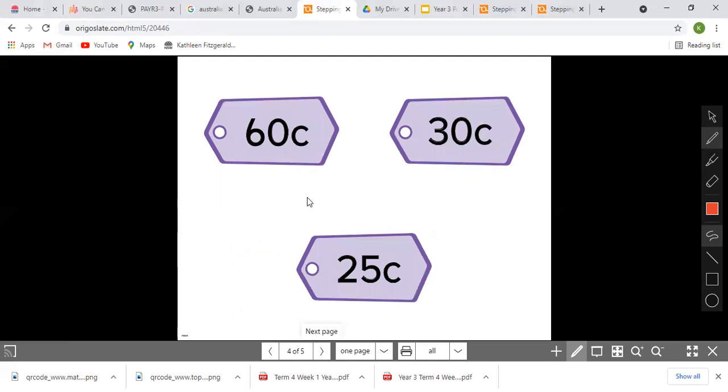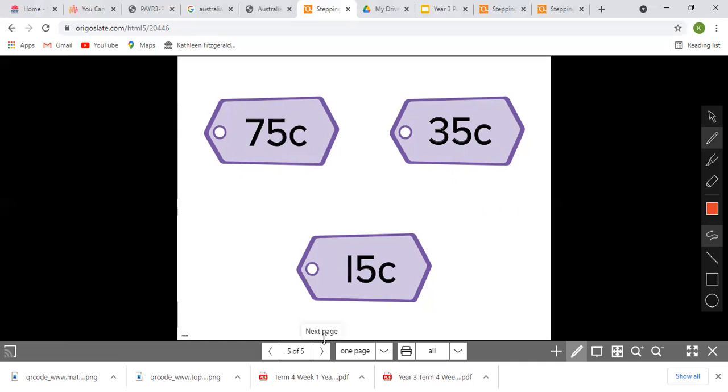I won't keep doing it, but we're doing the same thing again, just with more. So 60 cents plus 30 cents is 90 cents. 90 cents plus 20 cents is $1.10, plus 5 cents is another 5 cents. So that would be $1.35. Sorry, $1.15.